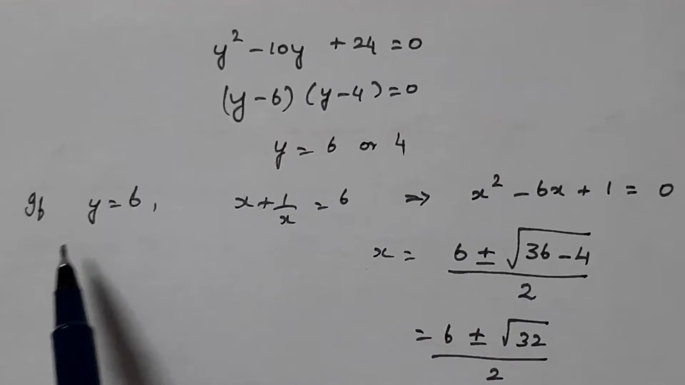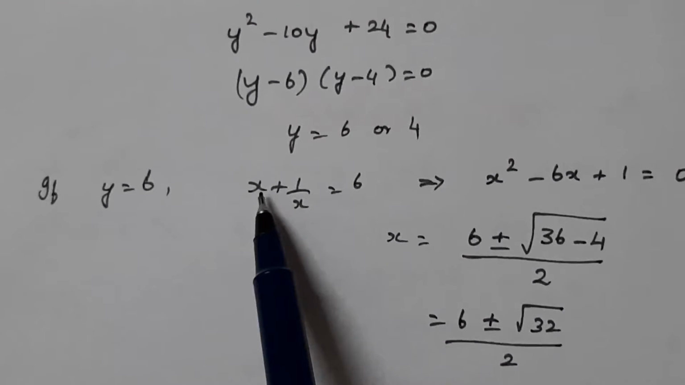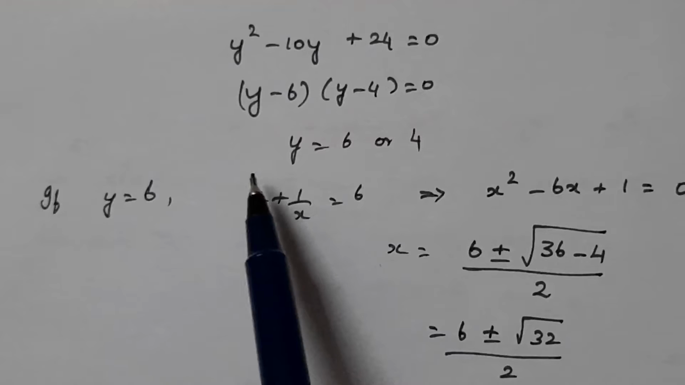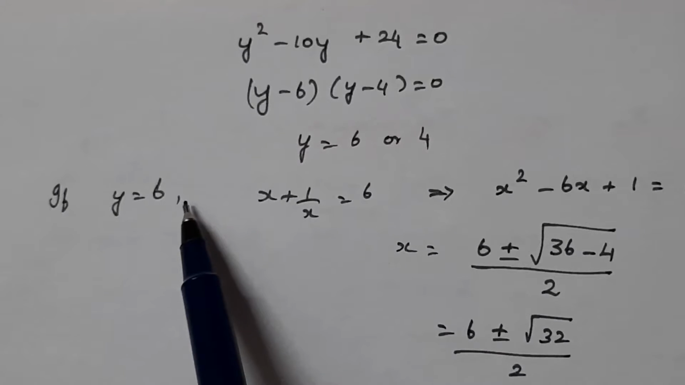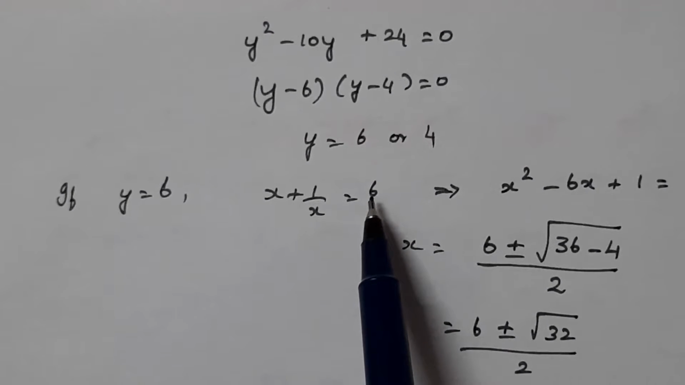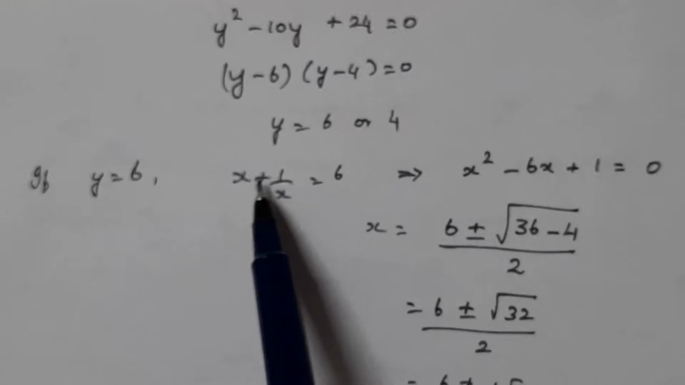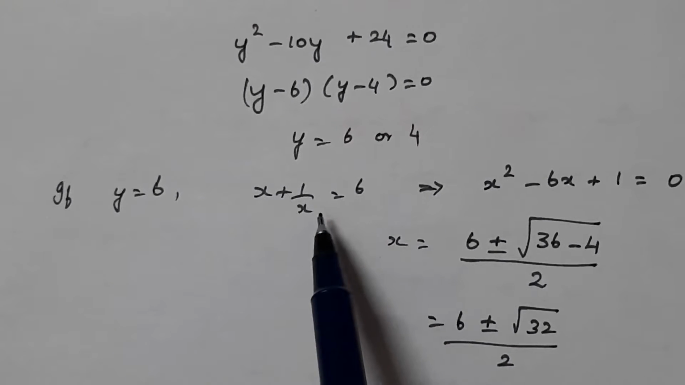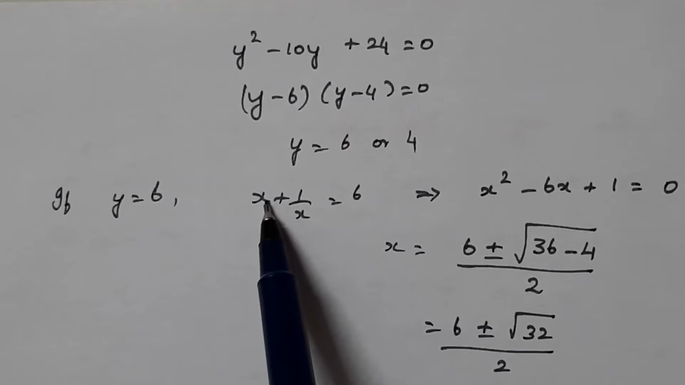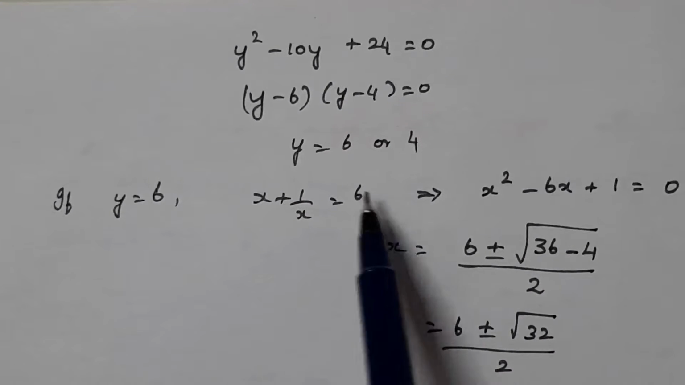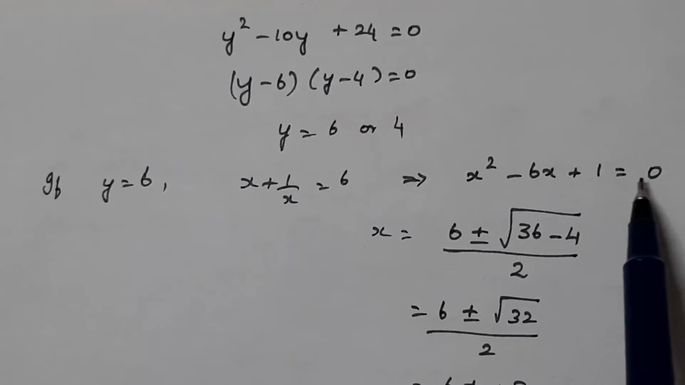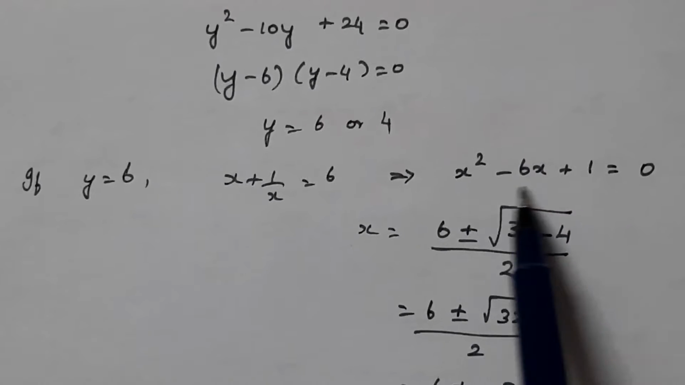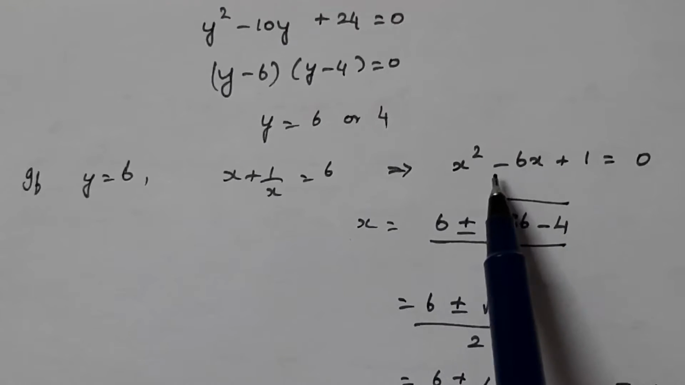Okay. So if y is equal to 6, then what will be the value of x? Let us see. If y is equal to 6, x plus 1 by x is equal to 6. Then let us multiply throughout by x to get a quadratic equation. So on multiplying throughout by x, it will become x squared plus 1 equal to 6x, or x squared minus 6x plus 1 is equal to 0. But it cannot be factorized, so you have to apply the formula.